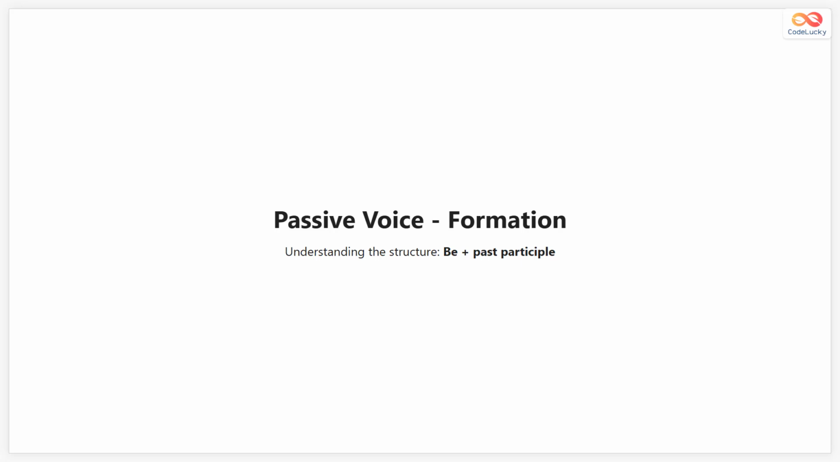Passive voice is a way of forming sentences where the subject receives the action of the verb. Instead of the subject doing the action, the action is done to the subject. The passive voice is formed using the verb be and the past participle form of the main verb. For example, in the sentence, "The letter is written by the secretary," the letter is the subject receiving the action.